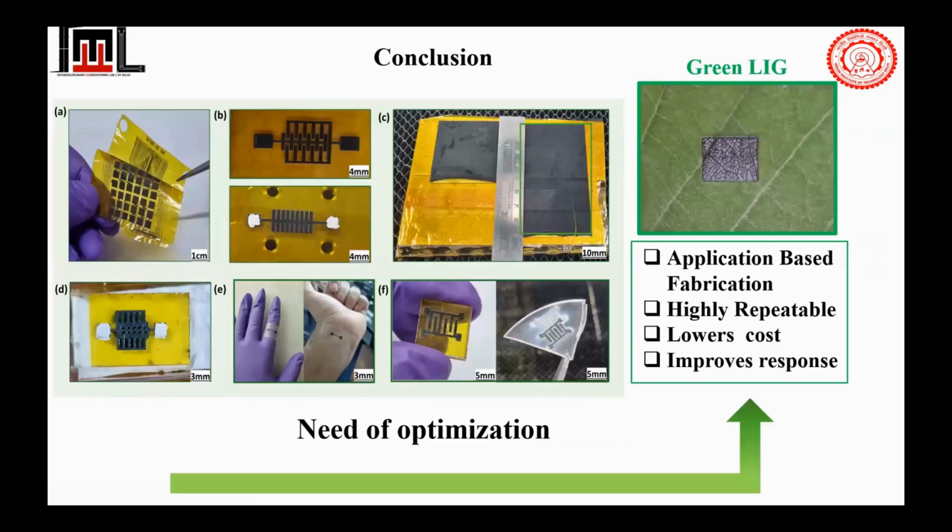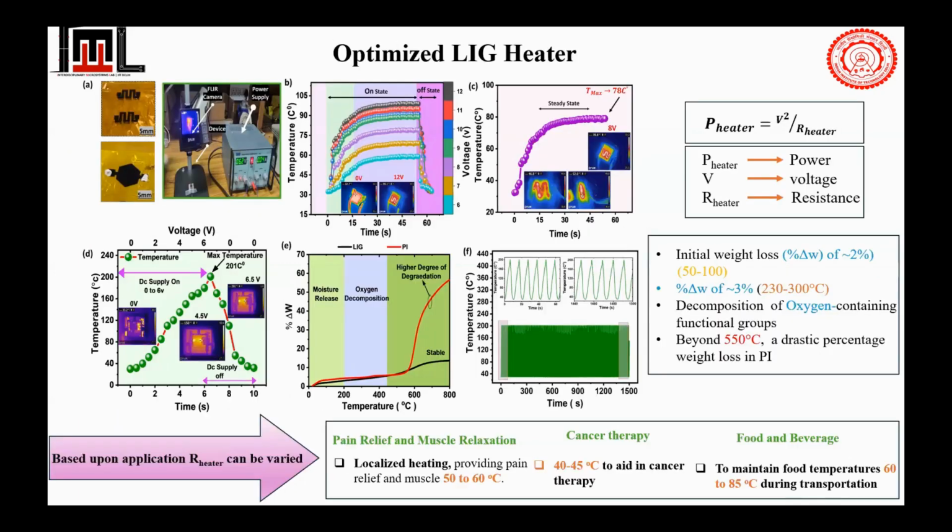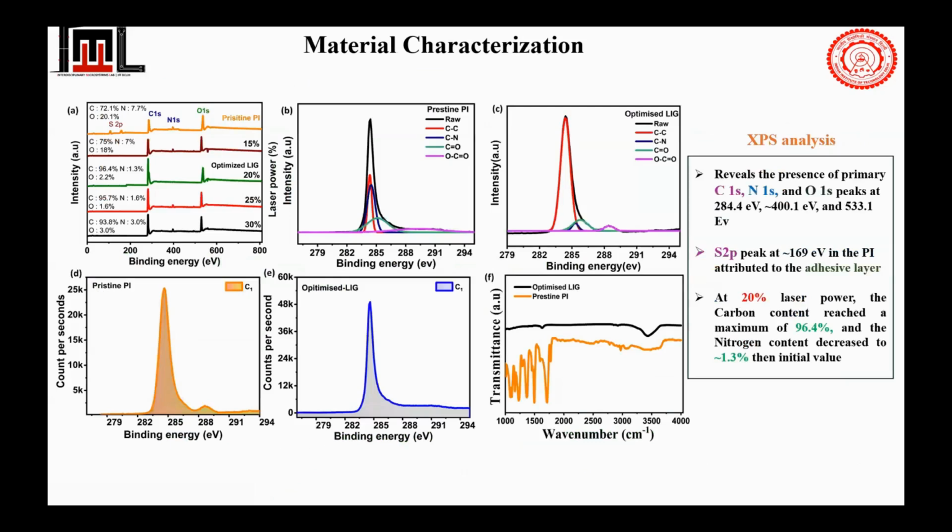These are some material characterizations we also did. We can see here the optimized LIG has carbon content of 96%, nitrogen is less, and oxygen is also less compared with the pristine PI we already have, which had only 72% carbon. The rise in carbon is due to the work we already discussed. And these are some intensities: pristine was having 25K, while the optimized one was above 50K.